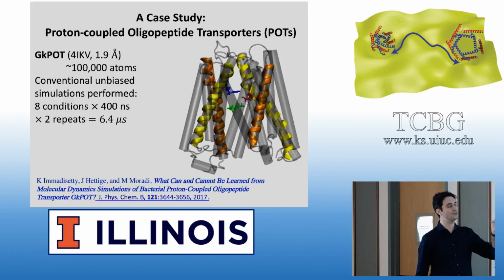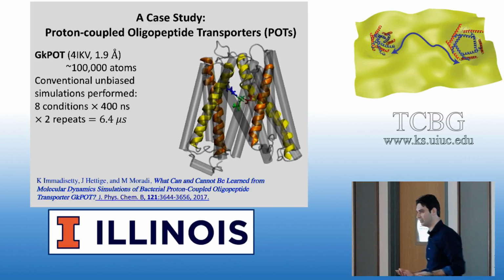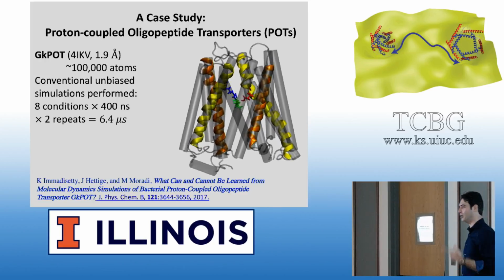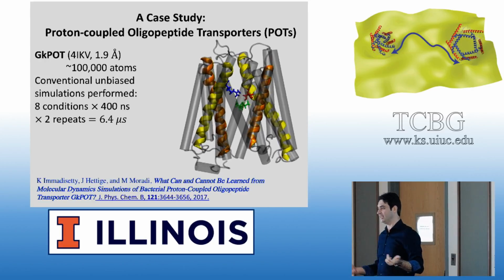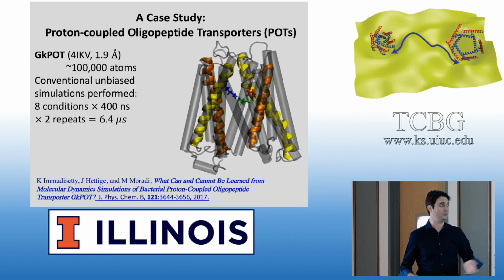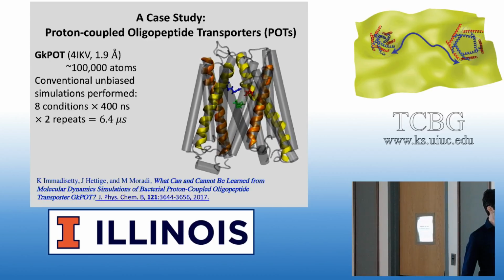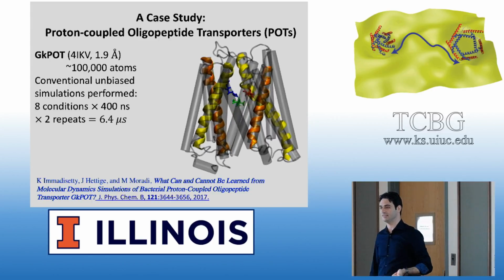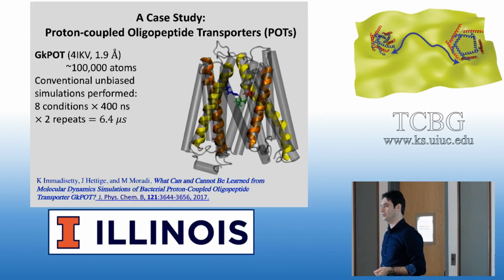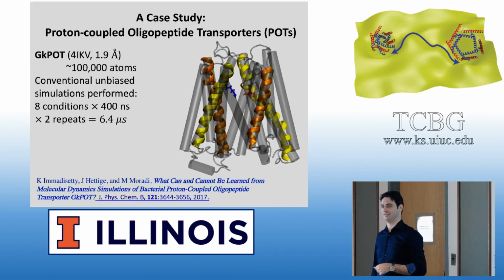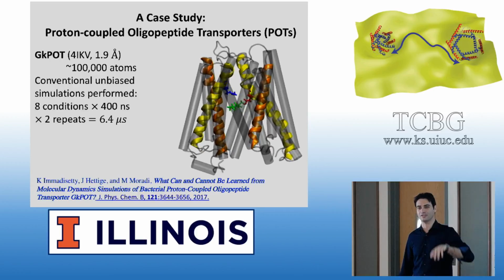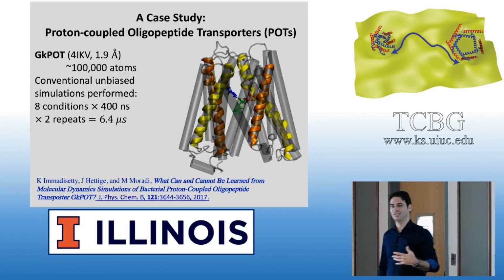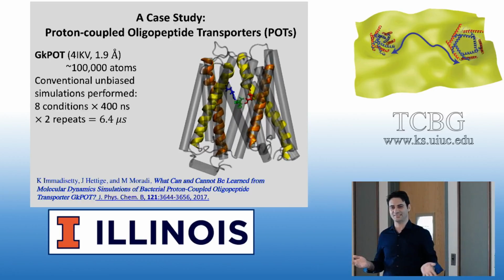So basically, we had 2 repeats of the exact same simulation. This is the part that some people don't do. They just do 1 simulation for every condition. Also, 400 nanoseconds, you can do also. In our recent work, we've used 2,400 nanoseconds, basically 2.4 microseconds, for another transporter. And actually, the longer you go, you realize how worse your sampling is.